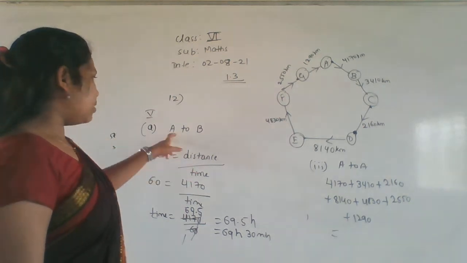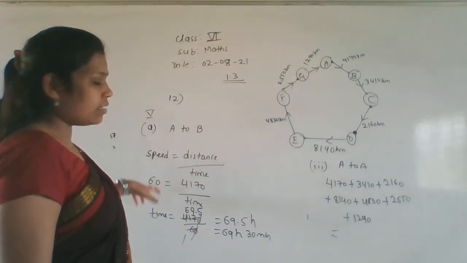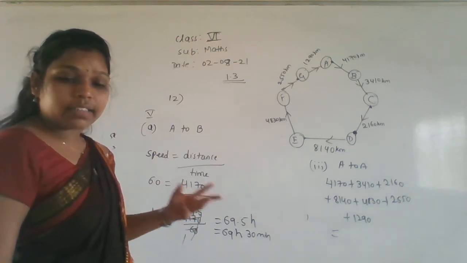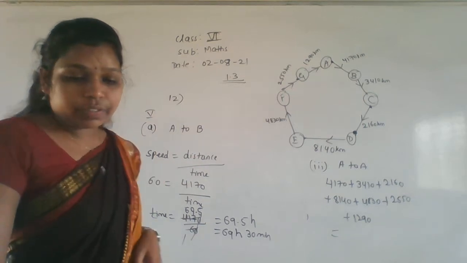C to D, same. C to D, write the distance here and speed is always 60 only and find the time here. Like that do the other 3 problems, that is left with you only.